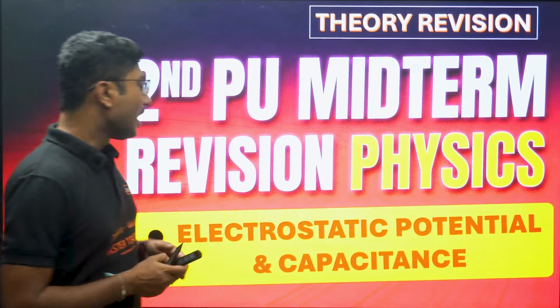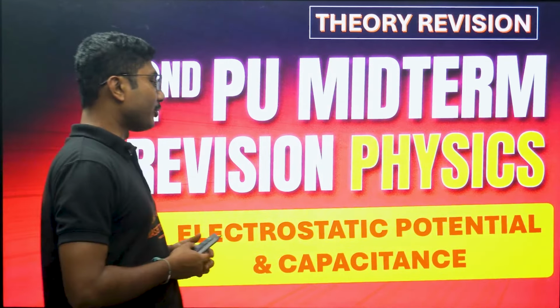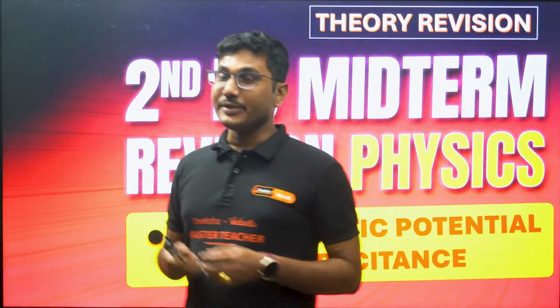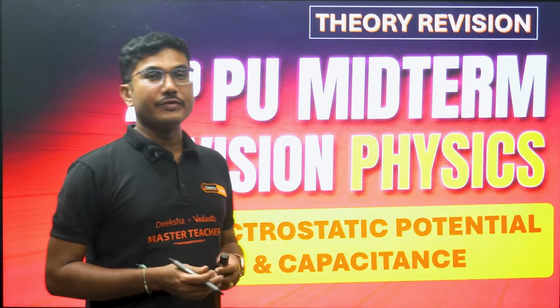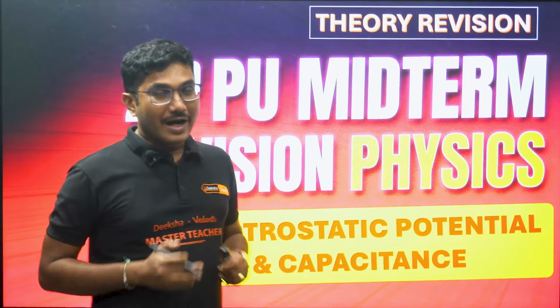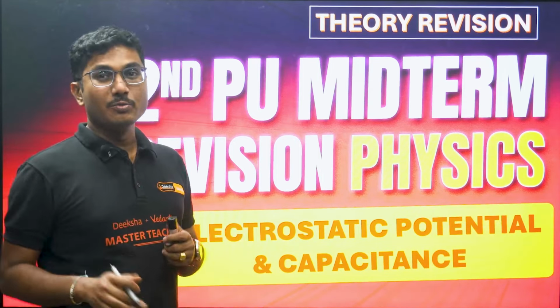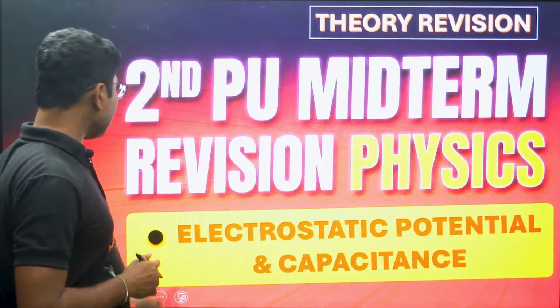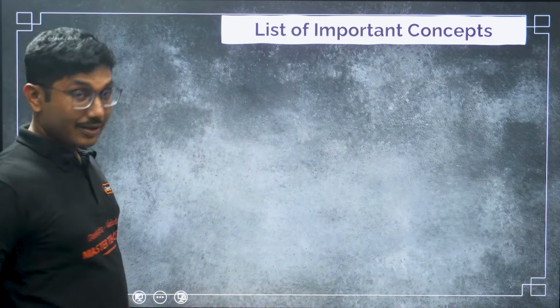Today I am going to discuss the second chapter, Electrostatic Potential and Capacitance. This will be the theory division where I am going to revise all the important concepts quickly so that you can revise the chapter without wasting too much of your time. So let's start with the basic list of contents. What are we going to cover in this lecture?